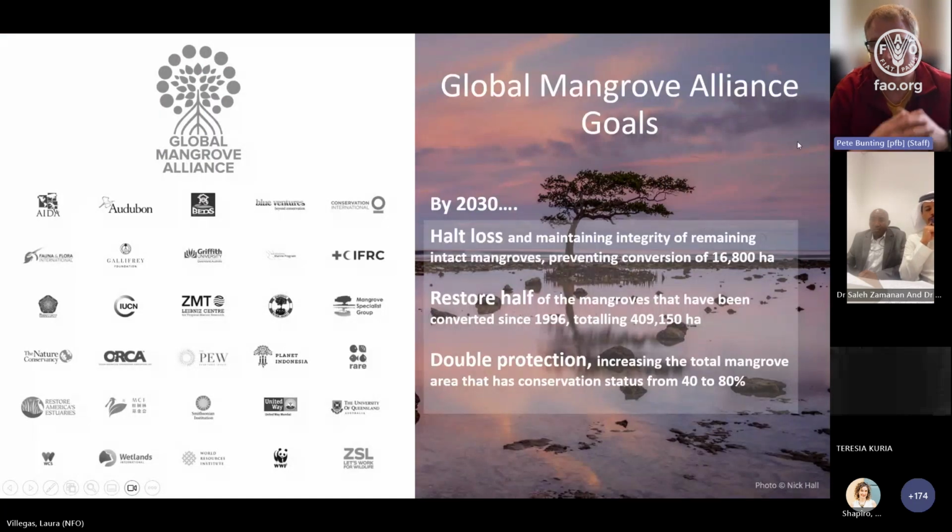So this work sits under the Global Mangrove Alliance, and the drivers behind this work are the goals that the Global Mangrove Alliance has set, which is halting anthropogenic loss, restoring half of what's been lost against the 96 baseline, and doubling areas that have been protected. So that's what's driving this work, and you can see some of the members of the Global Mangrove Alliance on the left there. So if we go to the next slide.